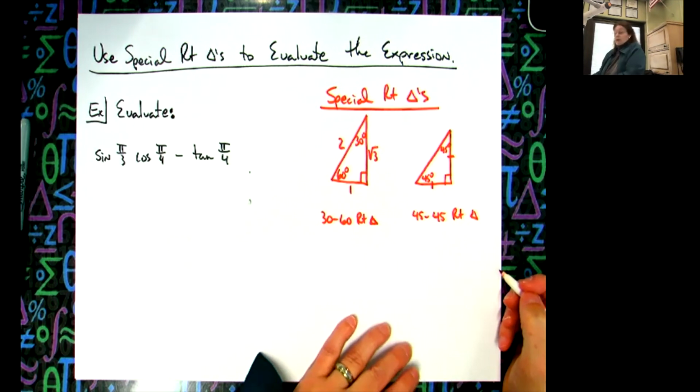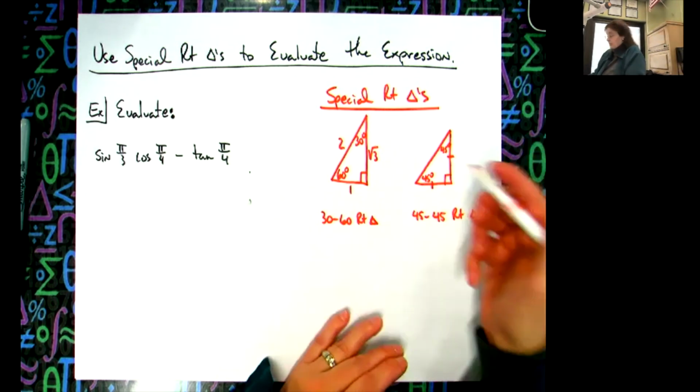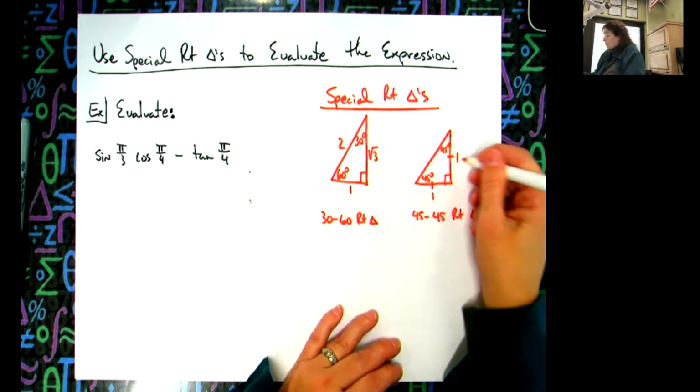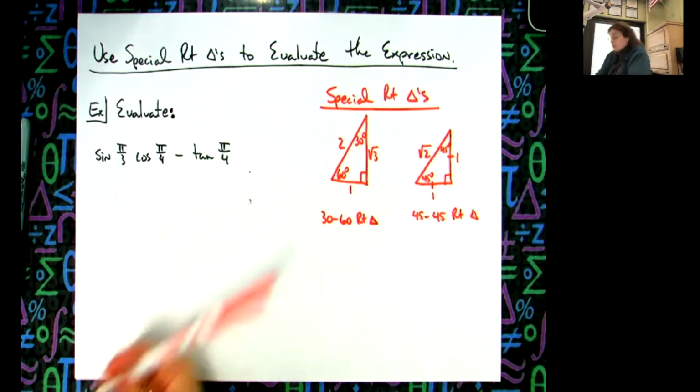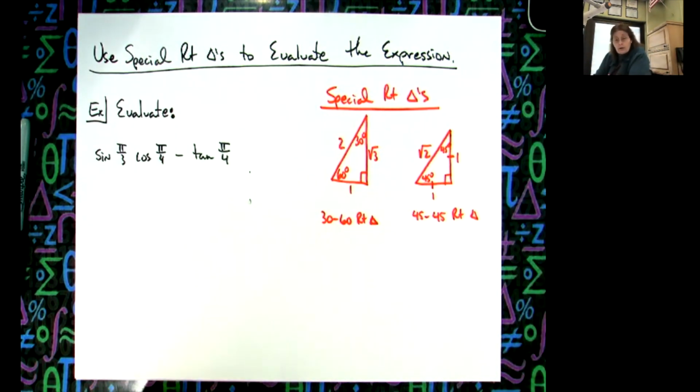If these two sides match, they have to be the same. So this side would be 1, this side would be 1, and the hypotenuse is square root of 2. Those are right triangles, so you could use the Pythagorean theorem to verify that those sides match that way.